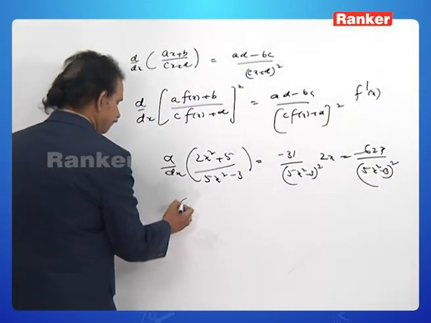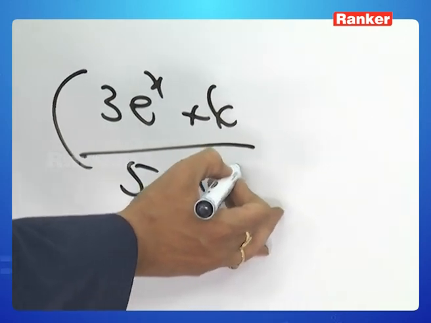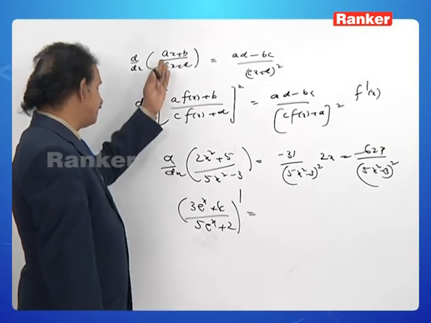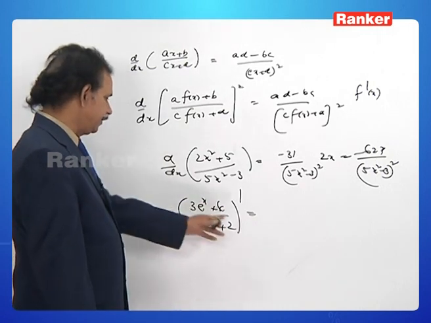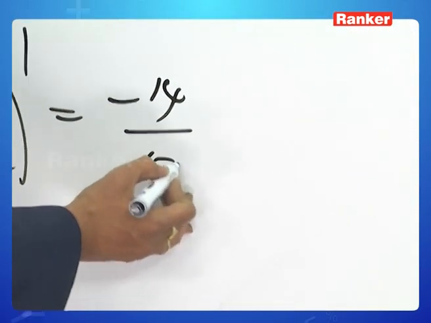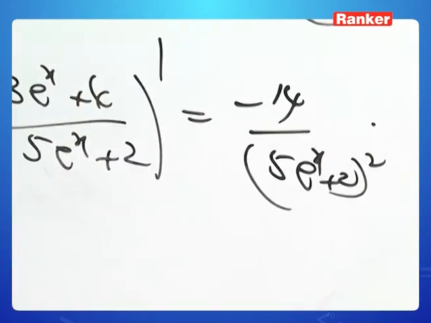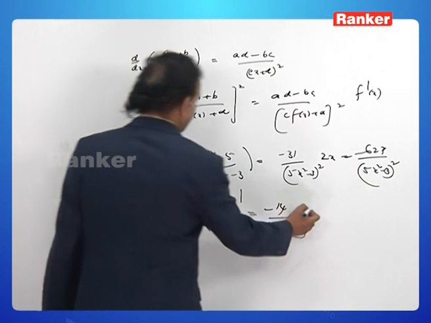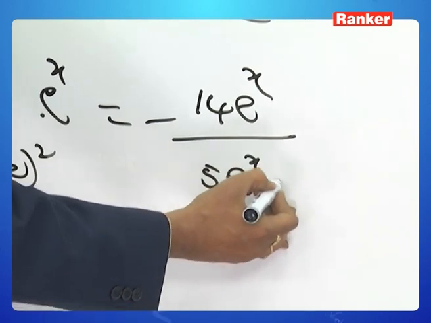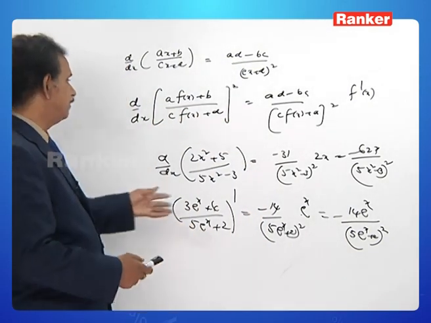One more application, 3 into e power x plus 4 by 5 into e power x plus 2 dash, that is its derivative. Here in this problem, in the place of f of x, what are we having? e power x. Let it be ad minus bc, that is 6 minus 20, minus 14, minus 14 by 5 into e power x plus 2 whole square into, in the place of f of x, we are having e power x. Its derivative is e power x. So that the total answer is like that. We shall be making use of this formula.